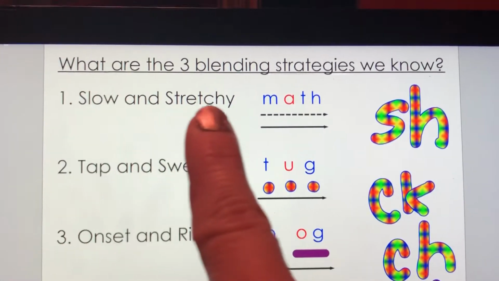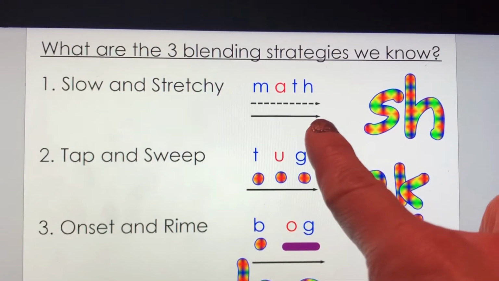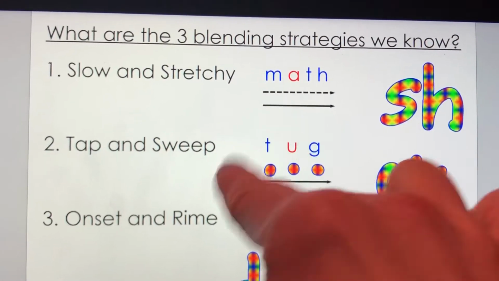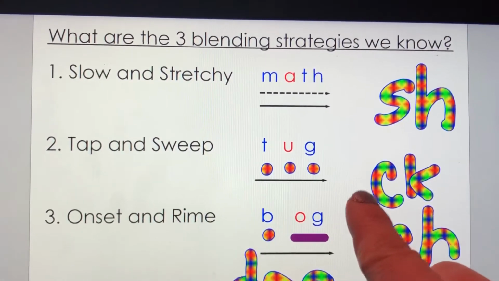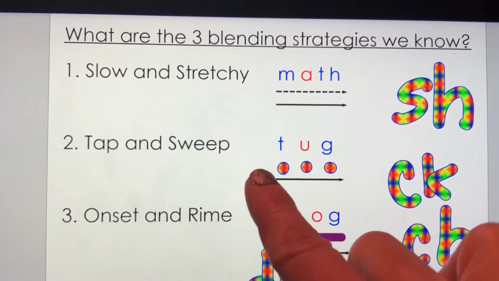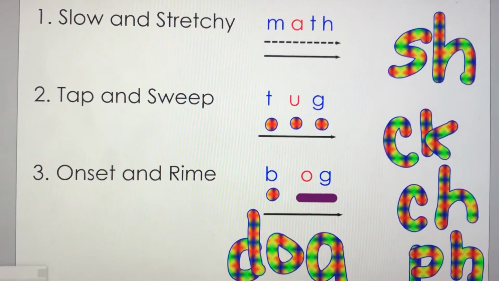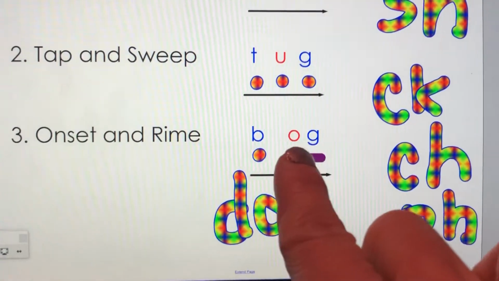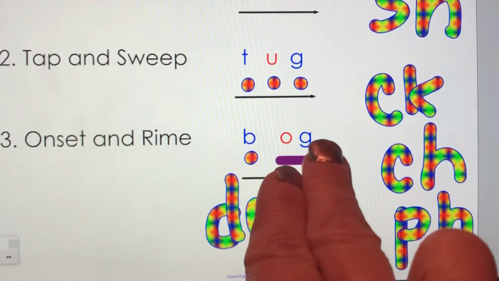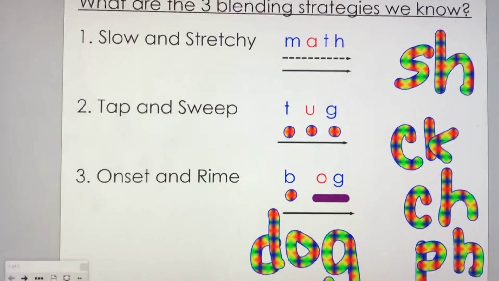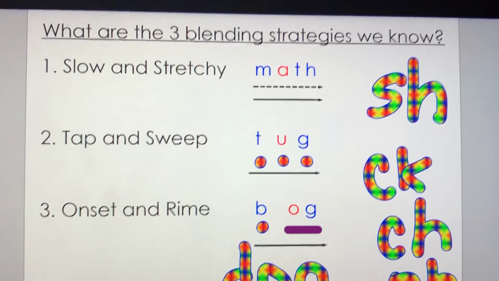So those are the three blending strategies that we know so far. We know slow and stretchy, math, which works with words that begin with stretchy sounds. We know tap and sweep, t-a-g, tug, where you tap out each letter sound and you sweep them together. And then we know the onset and rhyme blending strategy, where you look for that familiar rhyme chunk. Once you know what it is, you can tap the onset, the rhyme, and then blend them together. Okay, so now we are going to continue to our next strategy.